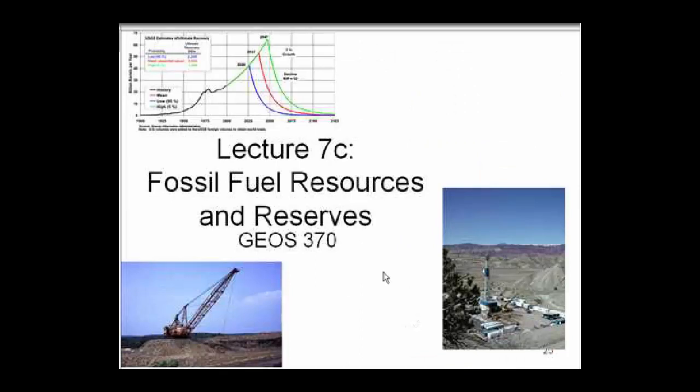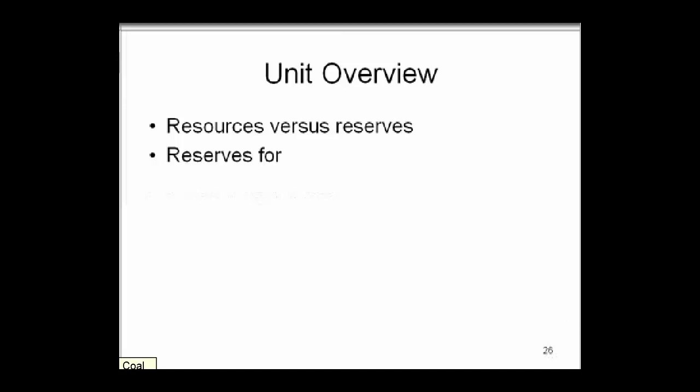In this third and final part of this lecture, we'll look at some of the resources and reserves as far as their outlook for availability and development in the future. We'll revisit the notion of resources and their contrast with the reserves in terms of how much of a given fossil fuel we have available. We'll look at specific reserves for oil, natural gas, and coal.